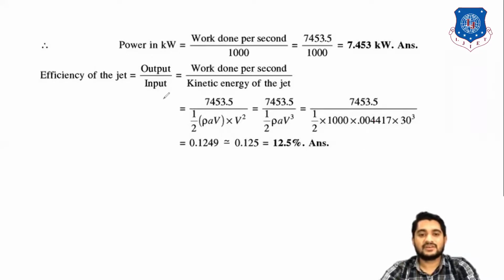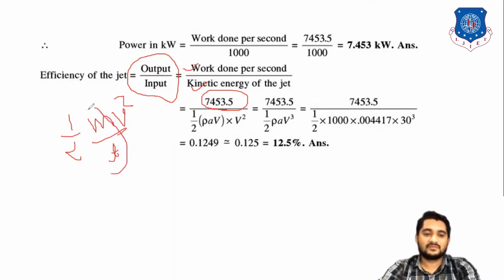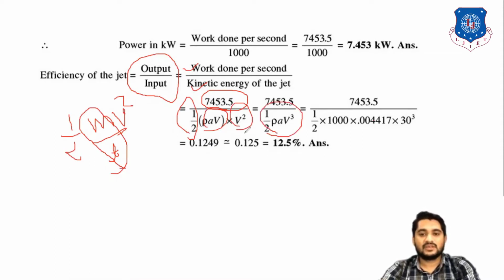Now for efficiency, again output by input. As an output we have to take work done per second, and as input we have to take kinetic energy per second. Work done per second we have already found out, 7453.5, and in kinetic energy per second, remember this kinetic energy is 1 half mv square. If we divide it by second, then it will become mass flow rate. So 1 half into mass flow rate rho av into v square. That means 1 half rho av cube. Here all the data is given. So we can find efficiency as 12.5 percentage.